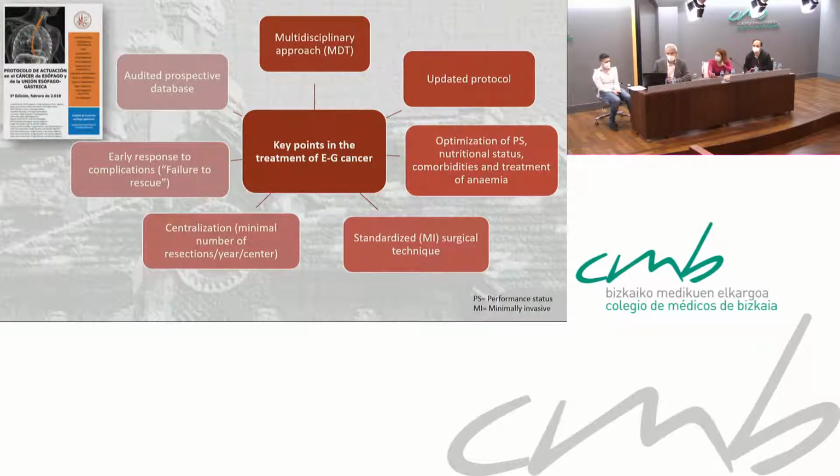The key points in the treatment of EG cancer, and I would like later to find what are the problems we face in each step. Of course, we need a multidisciplinary team. We are not just one specialty, one specialist, but a multidisciplinary team with an evidence-based updated protocol with a patient that needs to be optimized from the point of view of functional status, nutritional status, comorbidity, anemia, and other problems.